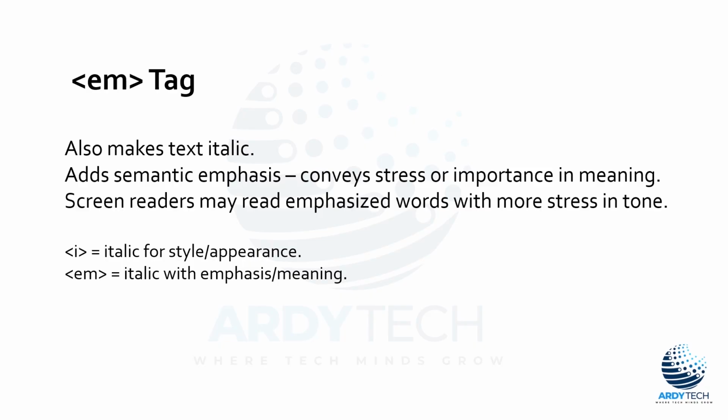Another type of text formatting tag that we normally use is the EM tag. The em tag is also another semantic tag that conveys emphasis. As with the bold tag and the strong tag we spoke about, the bold tag is just for appearance, whereas the strong tag gives emphasis on it.